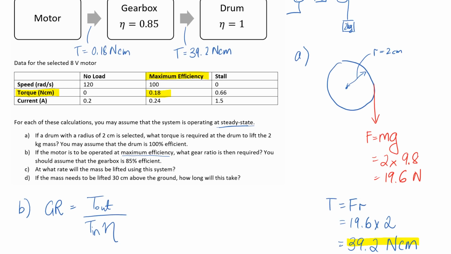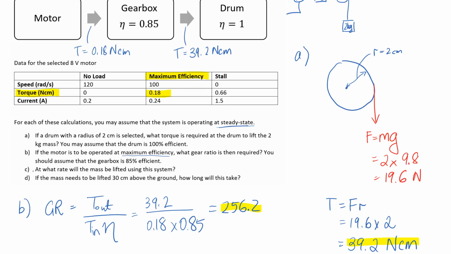So I'm going to come down here and substitute it into my equation. The torque out is going to be the 39.2. Torque in is 0.18. Both of those are in the same unit, so they're going to cancel. And our efficiency, it's even marked in the diagram, it's 0.85. So this works to 256.2, and it doesn't have any units. We just said that those cancelled, and efficiency doesn't have units either. It's purely a ratio of the number of teeth on one gear to the number of teeth on the other gear.